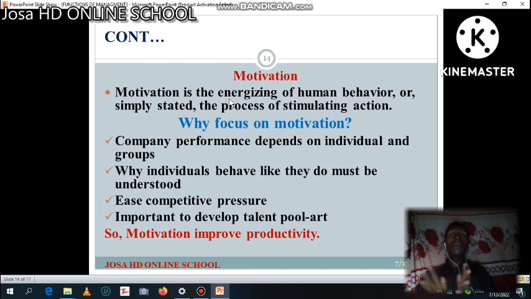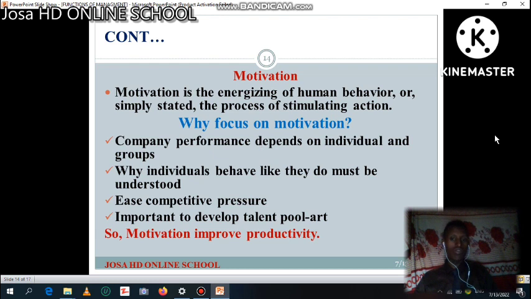Under leading, there may be motivation. That means if there is a leader in the company, he motivates employees to do more and to achieve the organizational objective. Motivation is the energizing of human behavior, or simply stated, the process of stimulating action. When a leader motivates an employee, it makes the employee do more and use his potential.